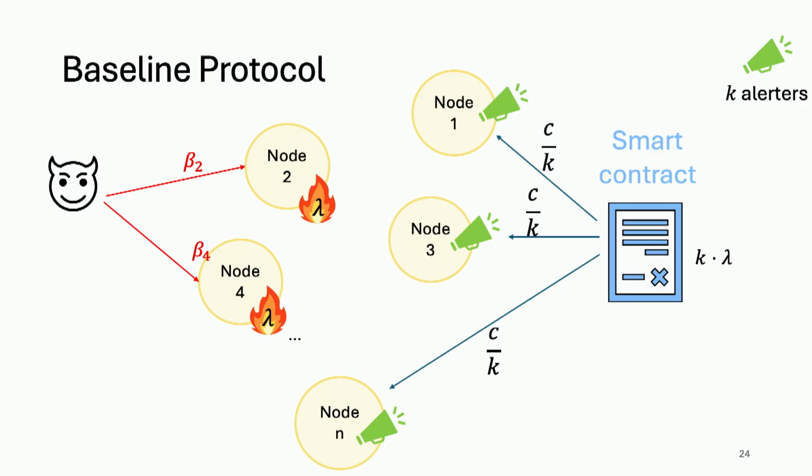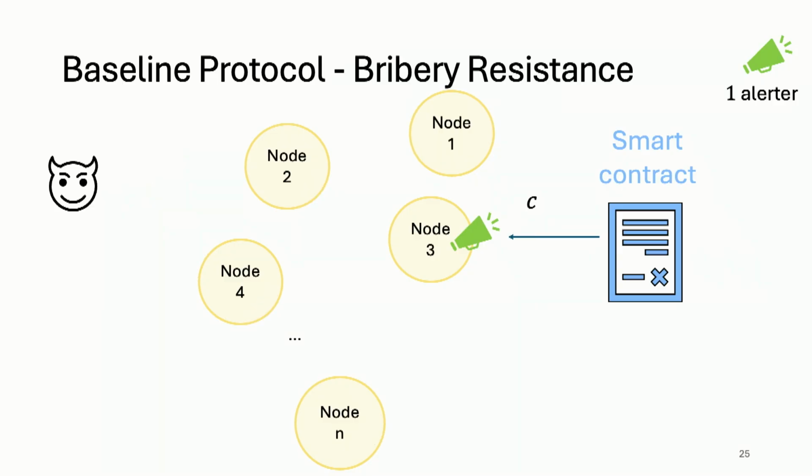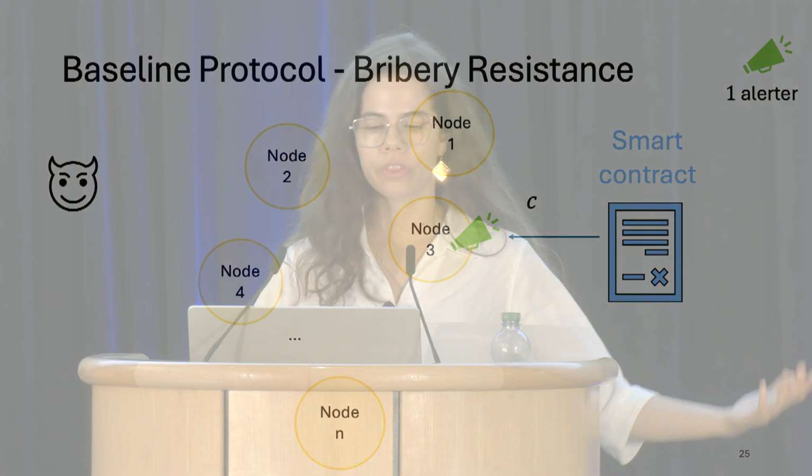And of course, if none of the nodes alert, then the smart contract will not know that something went wrong, so no one will be penalized. Now, in this simple protocol, let's look at one node, for example, node 3 in our protocol, and let's say that node 3 decided to alert. Now, the best case scenario for node 3 is if it's the only alerter, because then it doesn't have to share the reward with anyone else. It gets the entire operator reward.